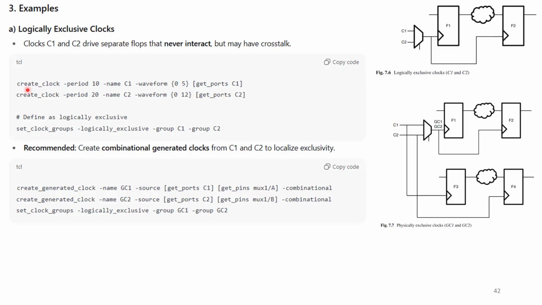Now how to write the particular constraint. Here C1 and C2 are clocks, so first we have to write the create_clock command. If you don't know how to write the create_clock command, please check my previous videos, where I have made a detailed video on it. Now let us see how to write it for C1 and C2.